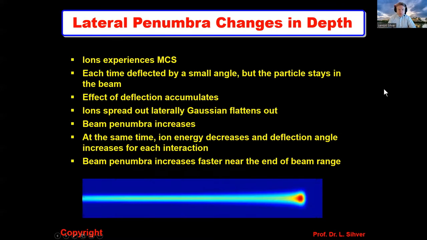So the lateral penumbra changes with depth. The ions experience multiple Coulomb scattering, as I mentioned. Each time they're deflected by a small angle, but the particle stays in the beam. The effect of deflection accumulates. So ions spread out laterally and the Gaussian flattens out. The beam penumbra will increase at the end of the path of the particles. At the same time, the ion energy decreases and the deflection angle increases for each interaction. So the beam penumbra increases fastest near the end of the beam range, as we can see here.